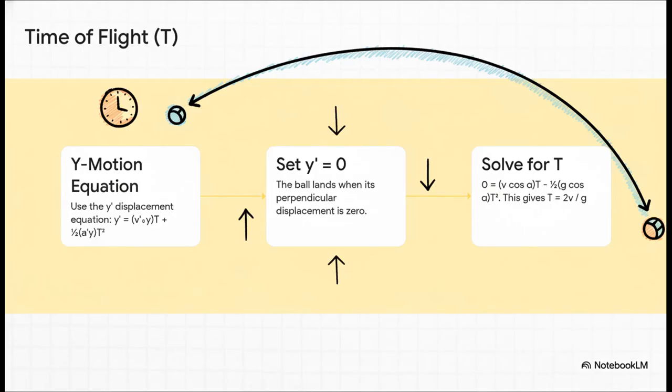To find how far it goes, we first need to know how long it's in the air. This time of flight, t, is controlled entirely by the motion perpendicular to the plane, the y' direction. The ball takes off from the plane where y' is 0, and it lands back on the plane where y' is 0 again. So we plug our initial y' velocity and our y' acceleration into the good old displacement equation. When we solve for t, look at that! The cos alpha terms just cancel each other out, leaving us with a beautifully clean result. The time of flight is just 2v over g.